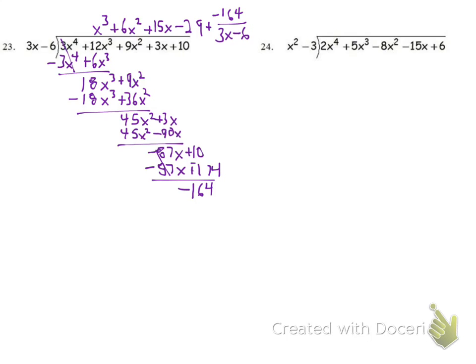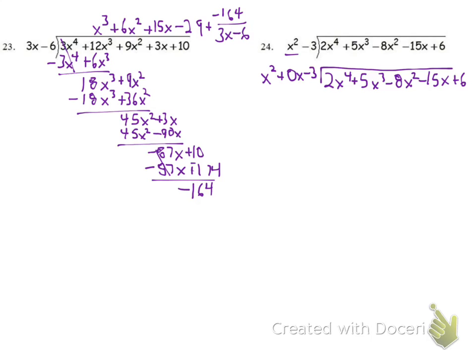Now before we start 24, we have to notice that we don't have all of our terms on our x squared minus 3. So I'm going to rewrite this as x squared plus 0x minus 3. And that's going to just help us hold the place value. 2x to the fourth plus 5x to the third minus 8x squared minus 15x plus 6.